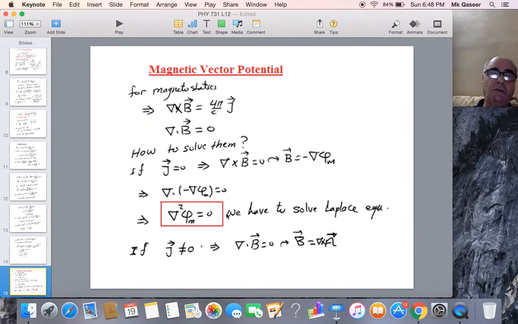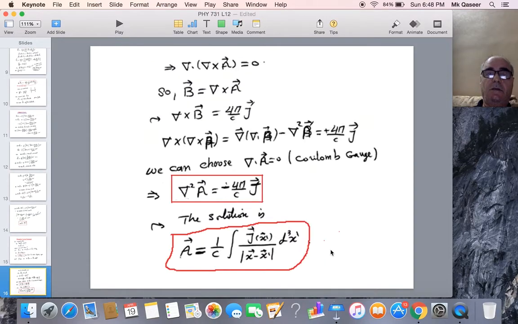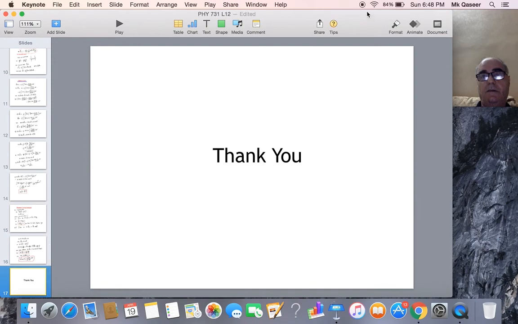Now, if J does not equal 0, when the divergence of B is 0, it means that B can be written as the curl of A, the magnetic vector potential. Now substituting in Ampere's law, we get this relation, which is Poisson's equation in vector form. The solution of this is A, which is called the vector potential, equal to 1 over c integral of J over the magnitude of x minus x prime d3x. That's it. Thank you.